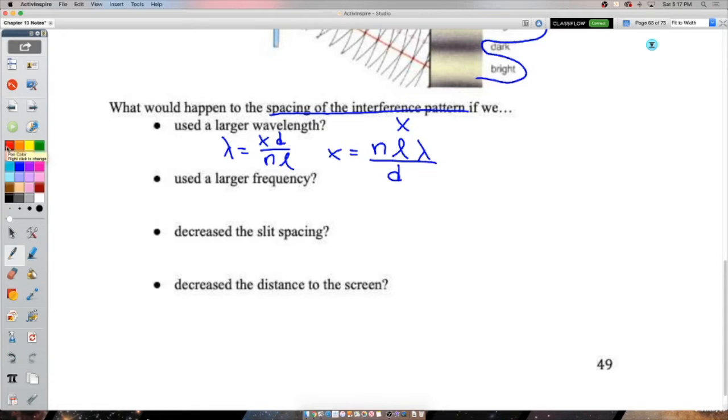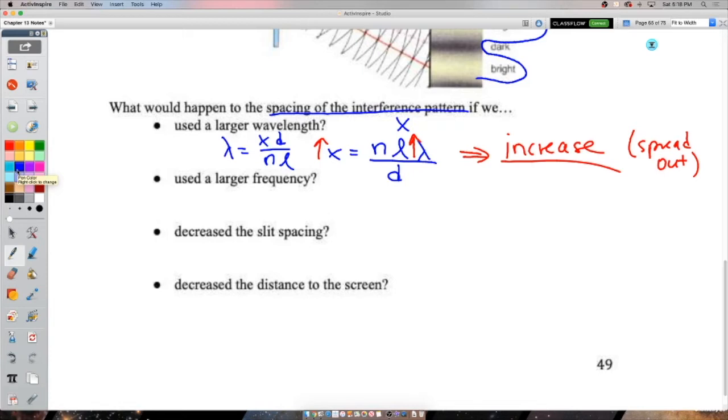So it's saying, what happens if we use a larger wavelength? Well, we already know, right? Red diffracts more or less than blue? More, right? We saw with the laser. So if the wavelength goes up, what happens to x? If I have a bigger number in the numerator, well, x gets bigger too, okay? So increasing the wavelength will increase the spacing of the interference pattern. In other words, cause it to spread out.